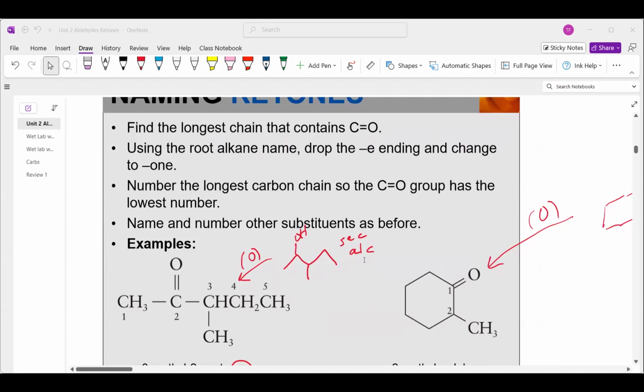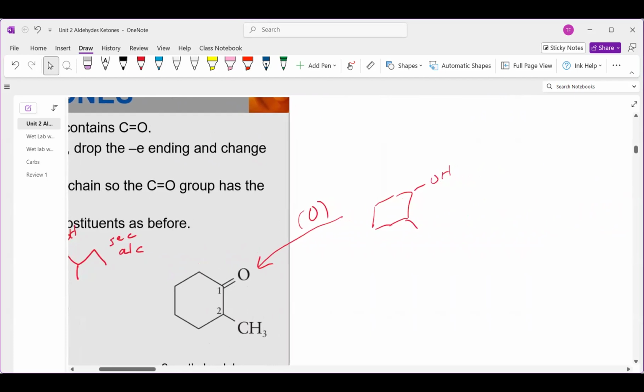Okay, ketones. Naming a ketone, O-N-E. Okay, so let's name that. All right, let's start with the backbone.